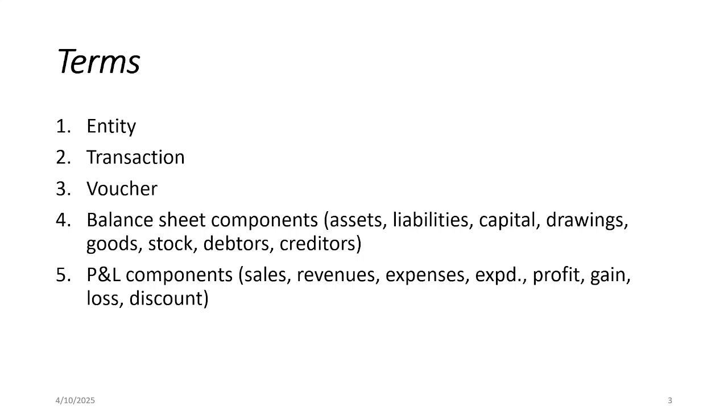Gain is something which you earn not from your day-to-day or core business activities. For example, I sell a fixed asset at a profit, that is known as a gain. Discount is something which I offer my customers when I make a sale on the face of the invoice itself, known as a trade discount, or I offer my customers to make early payments, which is known as a cash discount. So these are the components which an accountant, or a person who is moving into the accountancy field, must be familiar with.